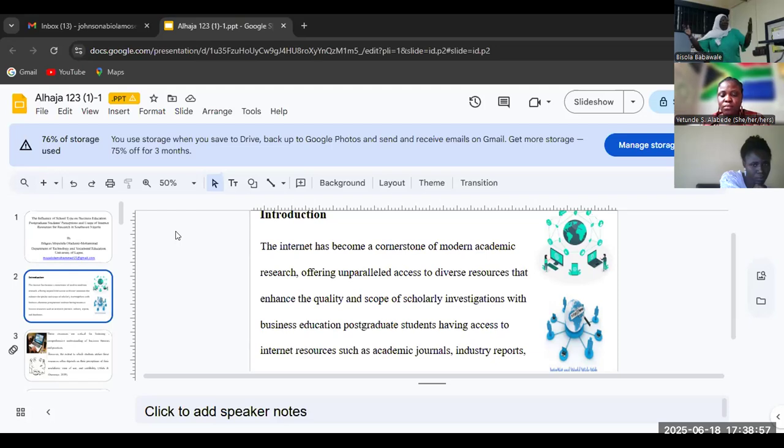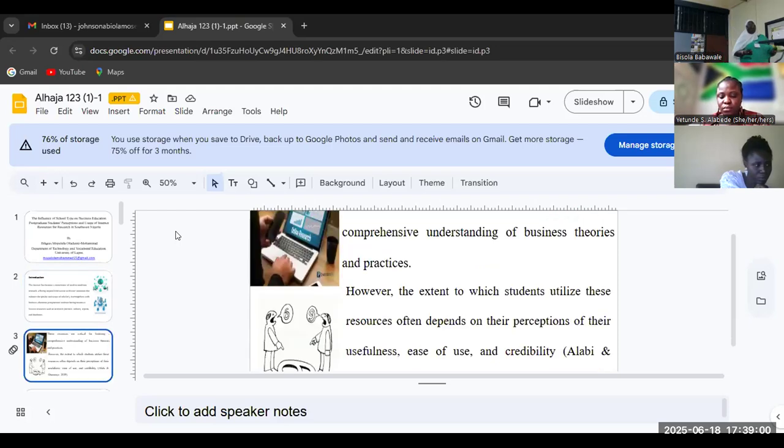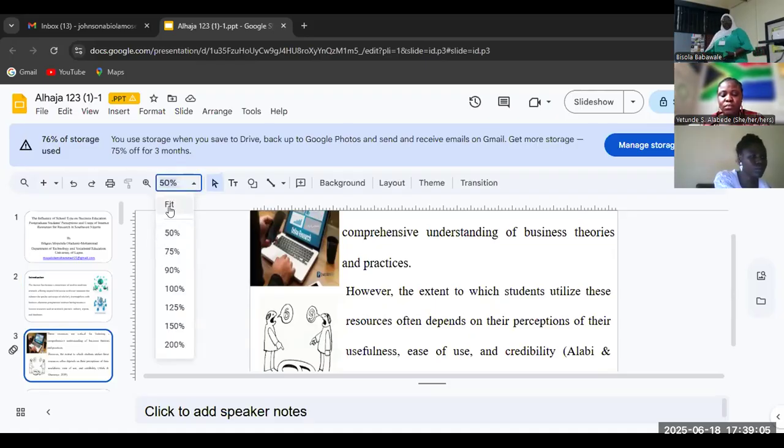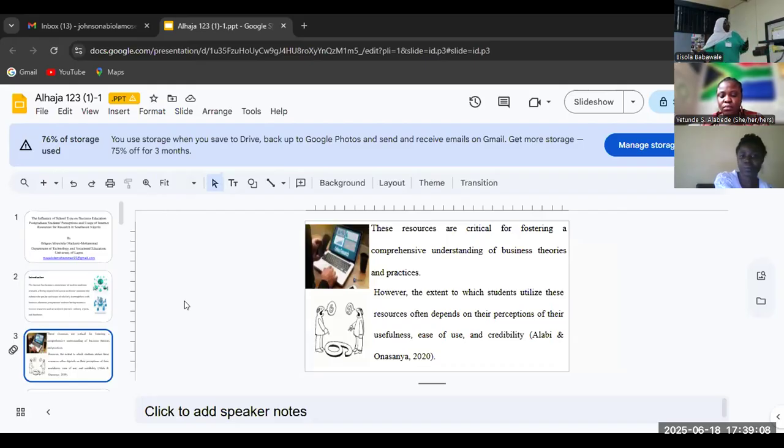academic journals, industry reports, libraries. In University of Lagos here, we have the library too. You can source for information anytime. These resources are critical for fostering comprehensive understanding of business education and practice. Business education is an aspect of vocational education, and it comprises management, marketing, economics, accounting. There are lots of fields under business education. Here in the University of Lagos and some other universities, we are practicing the same.